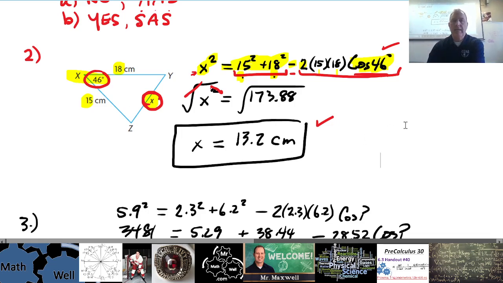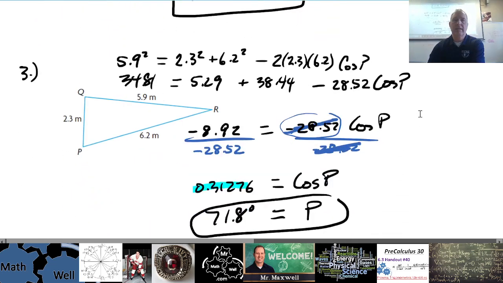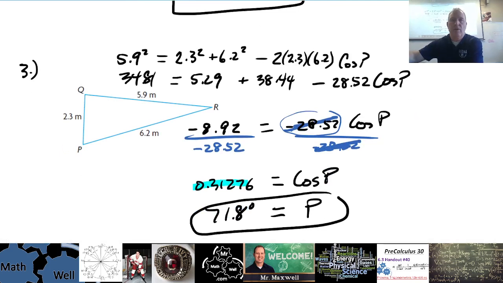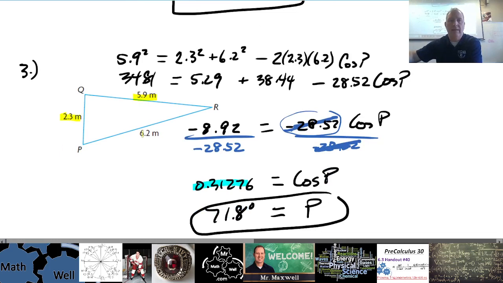Now, number 3 is a little bit more on the tricky side because we have to solve for an angle. So let me walk you through that. Okay, solving for an angle. Now this is side, side, side. So that is good. SSS is good for cosine law.